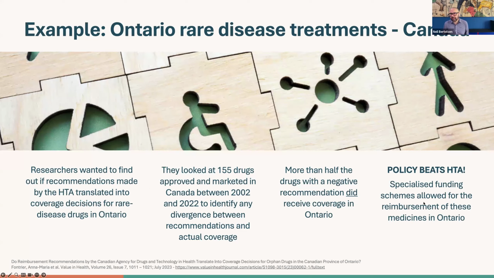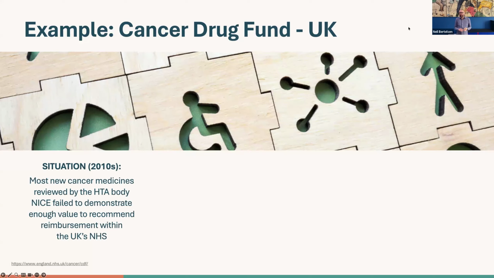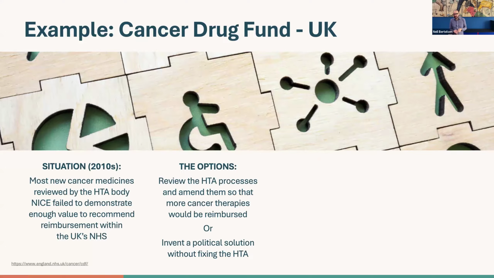What policymakers actually do is they can put special funding in place to allow the reimbursement of medicines, even if the HTA body has said no. And we have a very similar example from the UK, which you've probably heard about, the Cancer Drugs Fund. The situation in the 2010s was that a lot of new cancer medicines were available in other countries in Europe, but were not available in the UK because they had been rejected, not recommended by the Health Technology Assessment Body. And so the government had two choices.